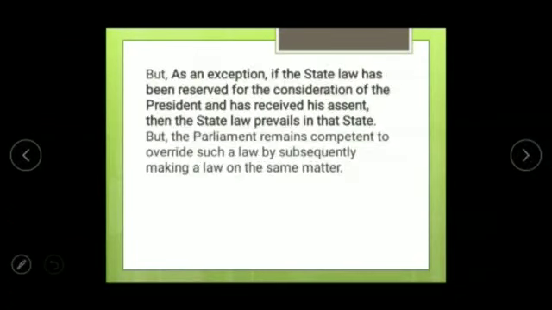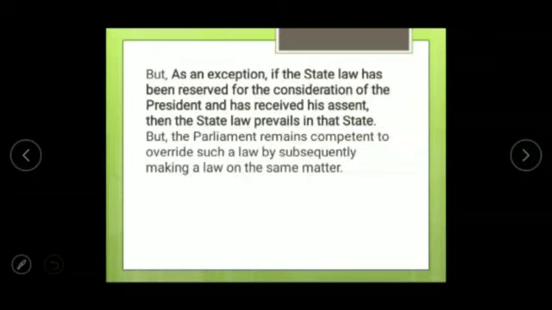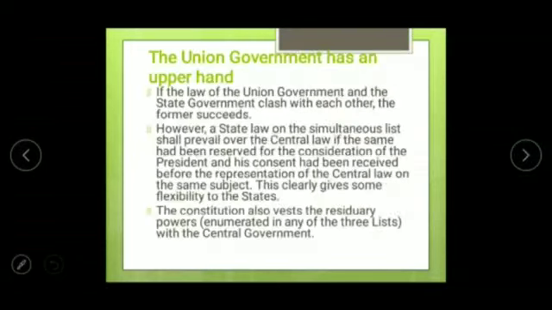All right, we are almost done with this Concurrent List. Under this rule, if there is any discrepancy, this is done. As an exception, if a state law has been reserved for the consideration of the President and has received his assent, then the state law will prevail in that state. Fine, that is an exception, but the Parliament remains competent to override such law if there is any inconsistency. Then the Union government has the upper hand. Yes, if the law of the Union government and the state government clash with each other, the former, that is the Union government, will succeed. But a state law on a concurrent subject shall prevail over the central law.